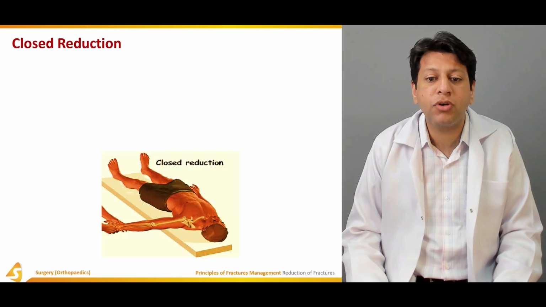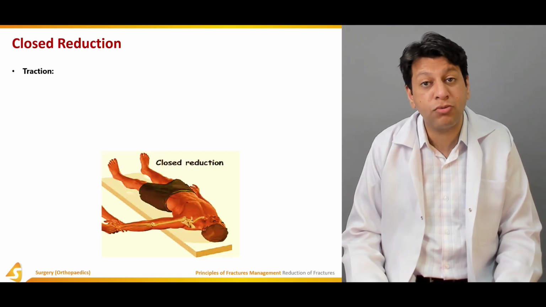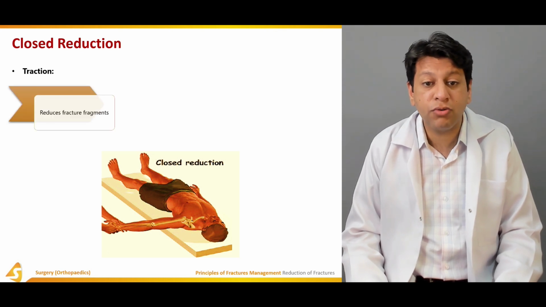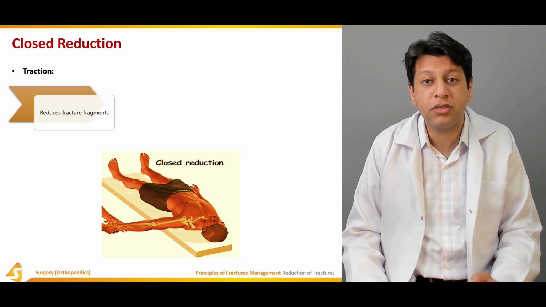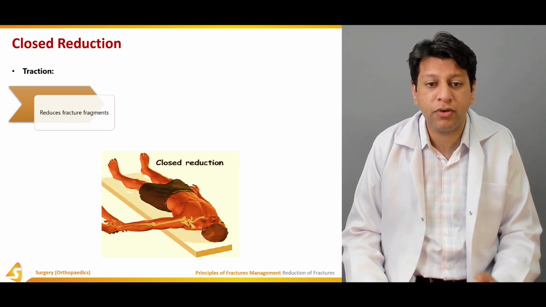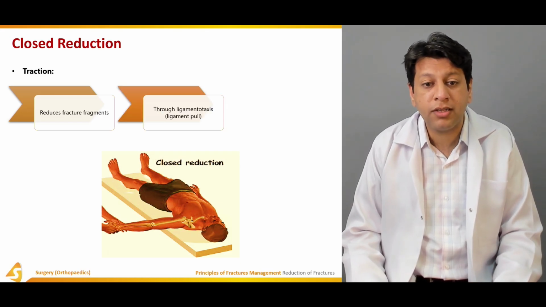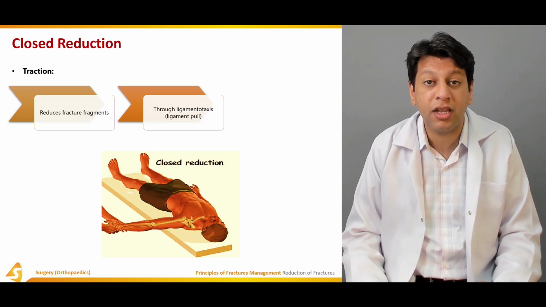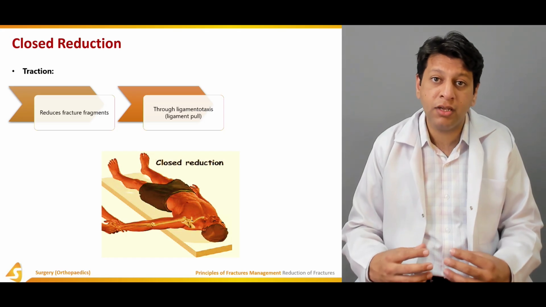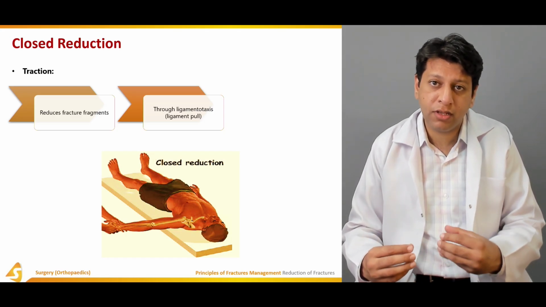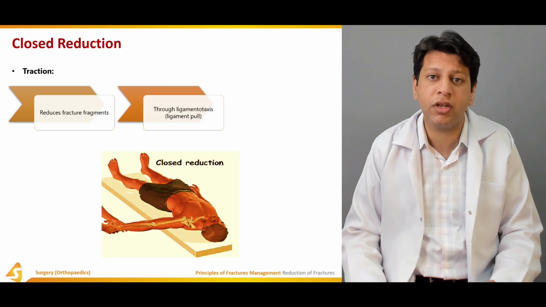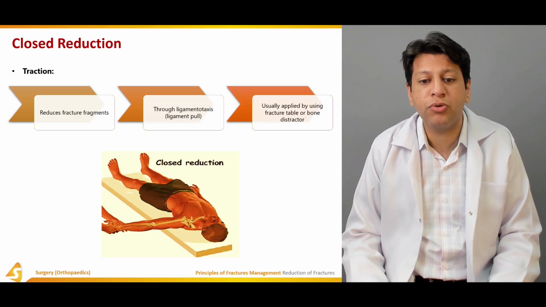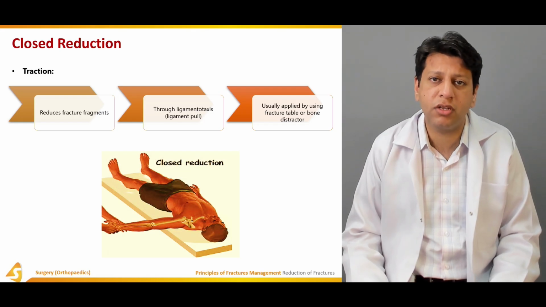Now coming to the closed reduction. The maneuver is traction and counter traction. That is, you reduce the fracture fragments by pulling the distal part in the line of the bone. This reduces the fracture fragments through ligamentotaxis, or ligament pull, because the ligaments pull when the bone ends are pulled. This will automatically reduce the fracture fragment to its place, and it is usually applied using a fracture table or bone distractor. Normally, a bone distractor is rarely required.